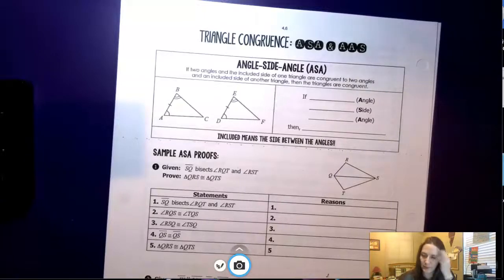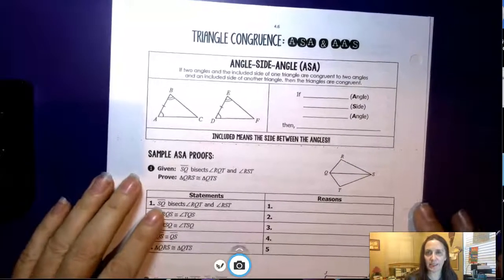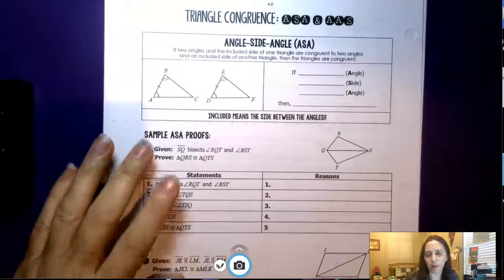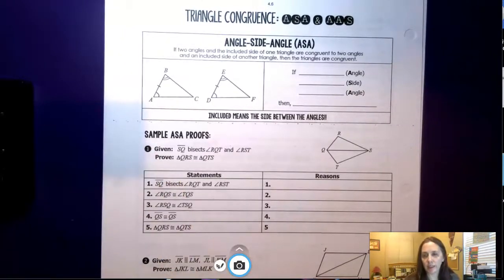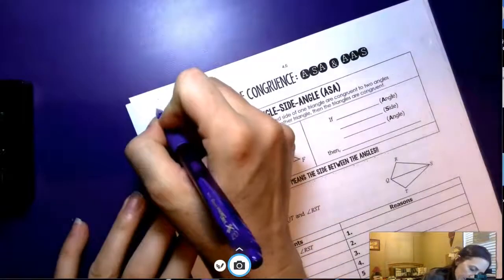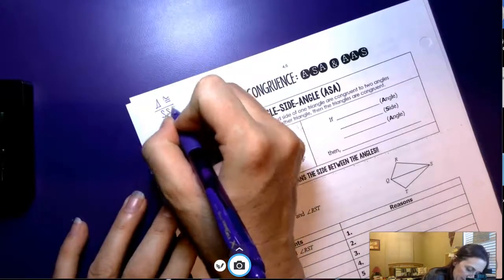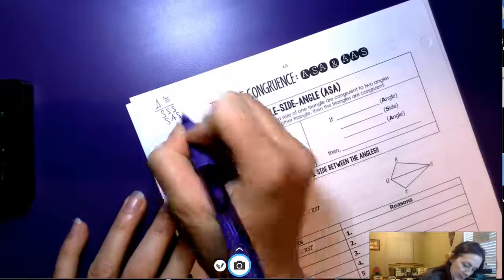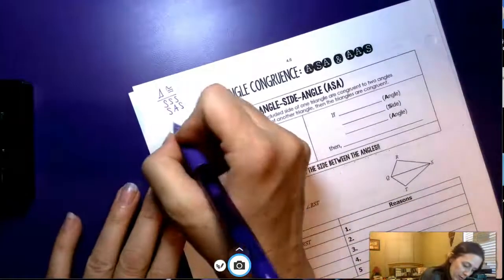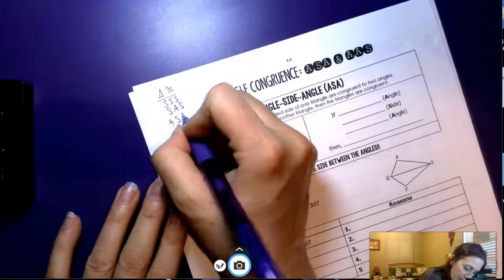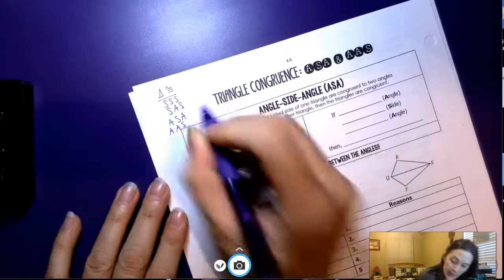Hello, welcome. We are going to be doing section 4.6 today, which is page 149. So we've already discussed two triangle congruences, side, side, side, and side, angle, side. I usually list them as I go. So we know side, side, side, and we know side, angle, side. Today we're going to introduce angle, side, angle, and angle, angle, side.